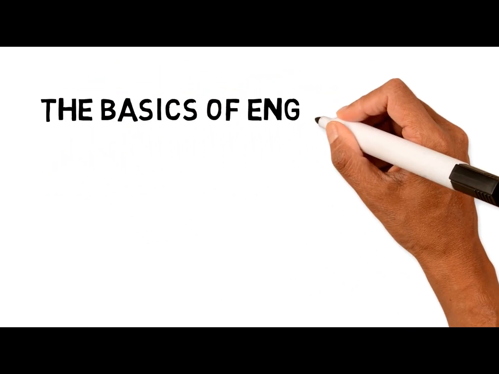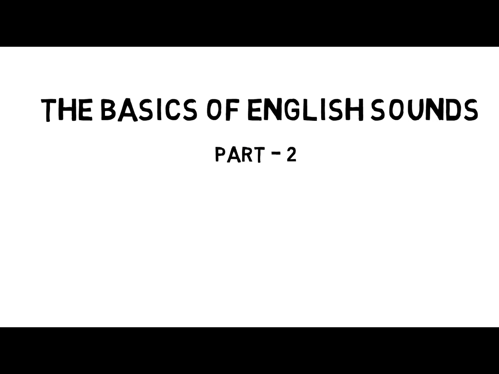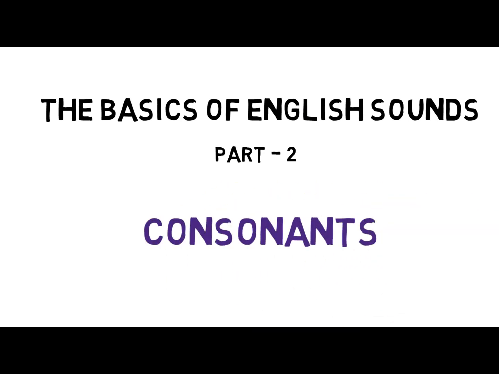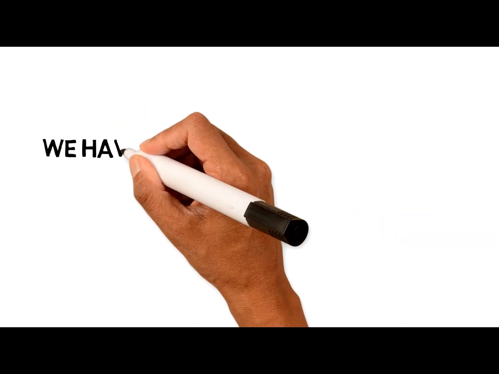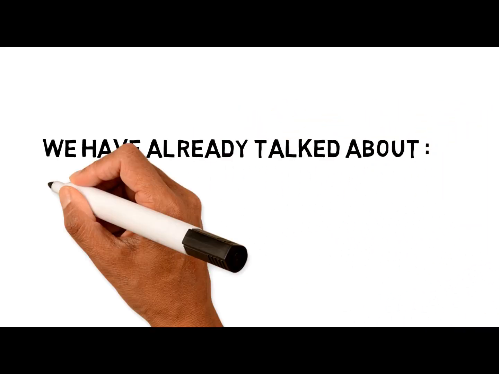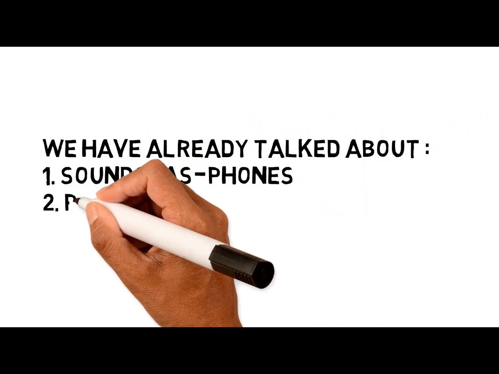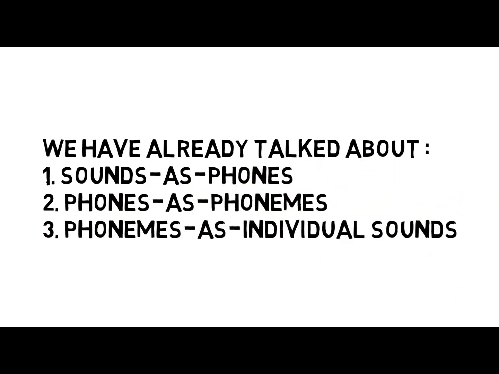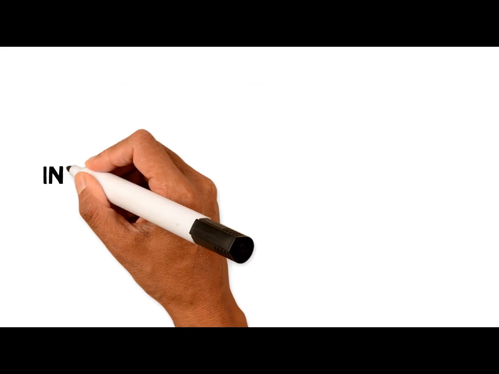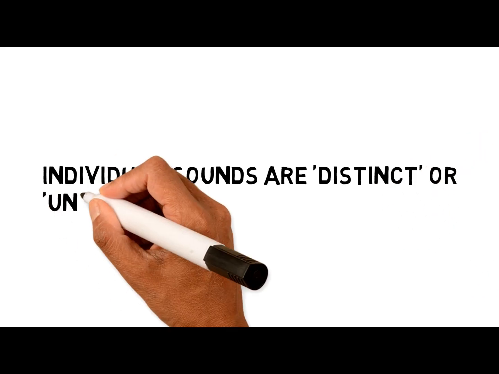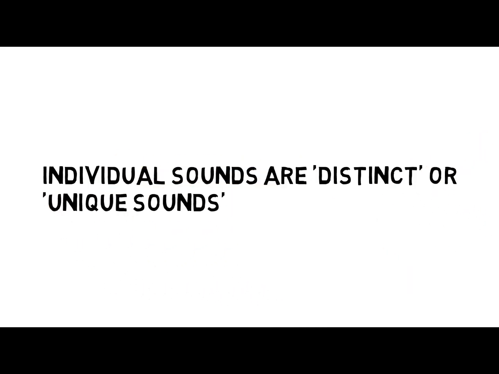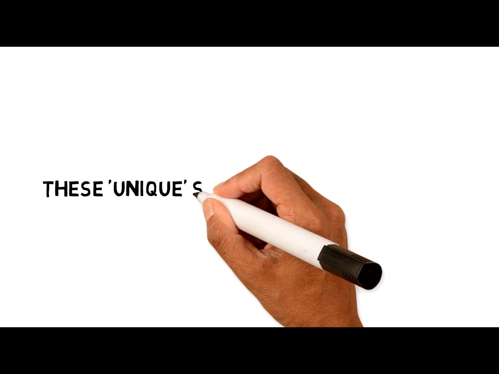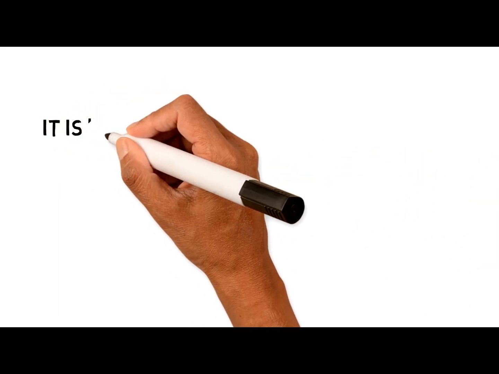The topic for today is the basics of English sounds part 2, consonants. In our earlier sessions, we have been talking about three things. 1. Sounds as phones. 2. Phones as phonemes. 3. Phonemes as individual sounds. We have also tried to make it clear that individual sounds are unique sounds. It is these individual or unique sounds that create new words.